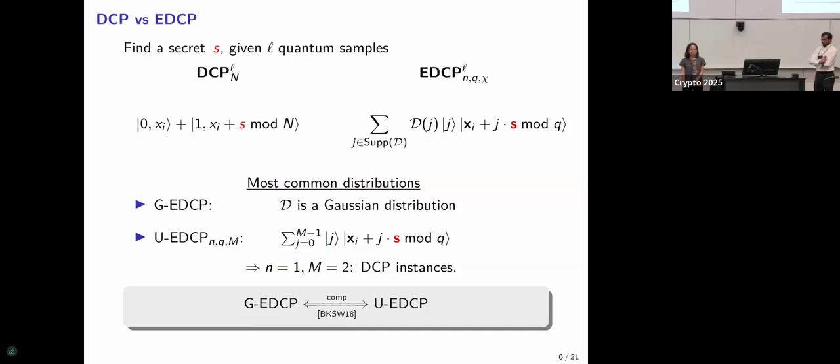And as I said in the beginning, when n equals 1 and m equals 2, EDCP becomes DCP. And in the same paper of BKSW in 2018, they showed that Gaussian EDCP is actually equivalent to uniform EDCP.